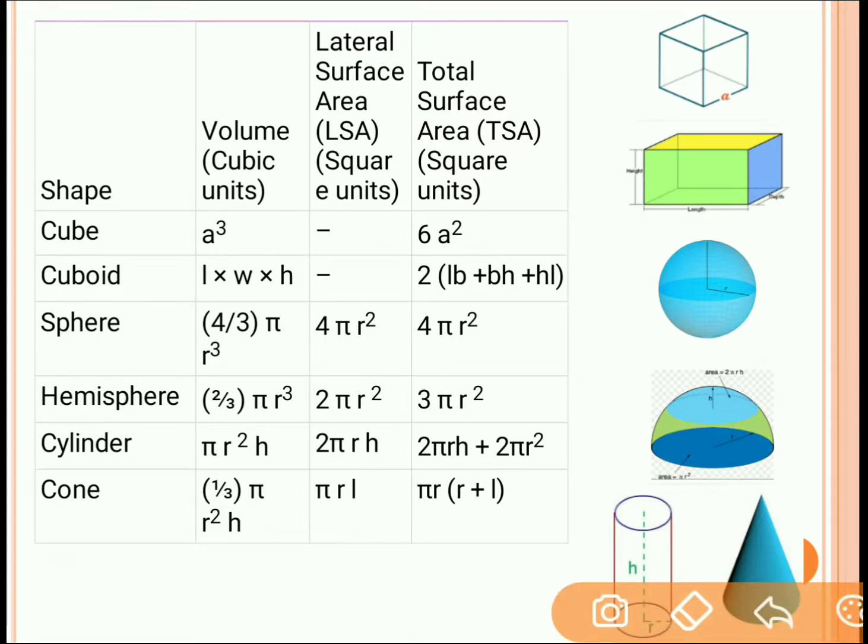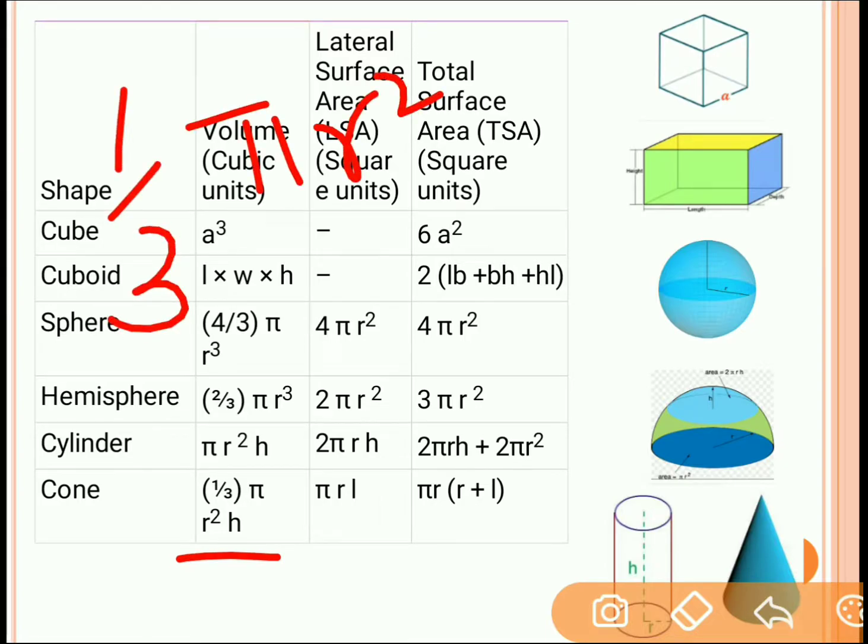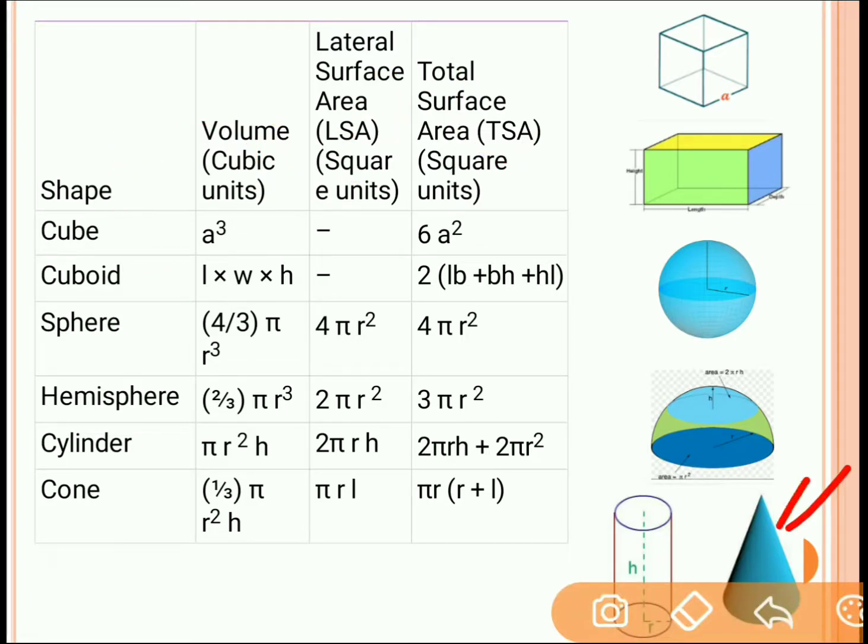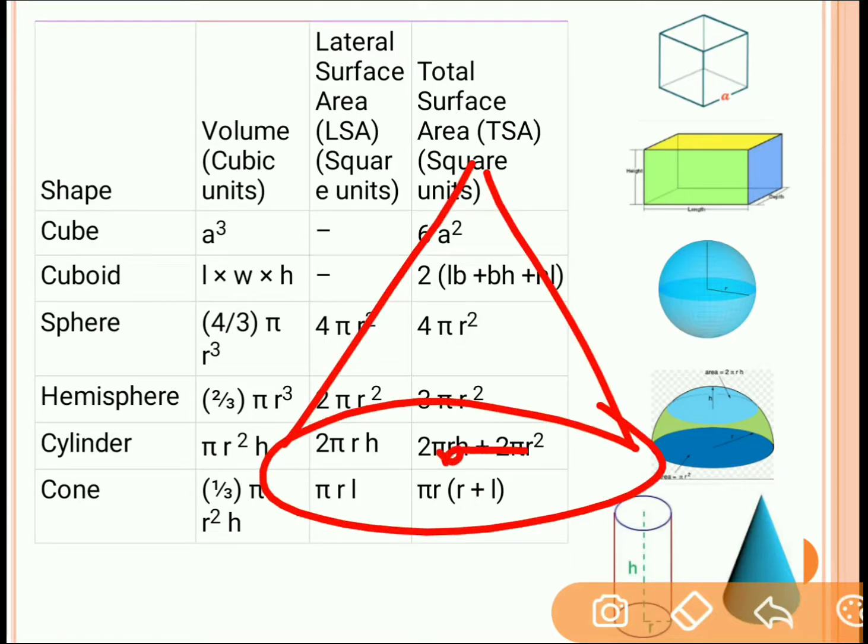And last is the cone. Volume of the cone is 1/3 of that of the cylinder. So volume of the cone is 1/3 pi r square h. For a cone, there is a curvature over here. So the lateral surface area is nothing but the curved surface area. For a cone, the lateral surface area is pi r l. l is the slant length, and r is the radius of the circle at the bottom.